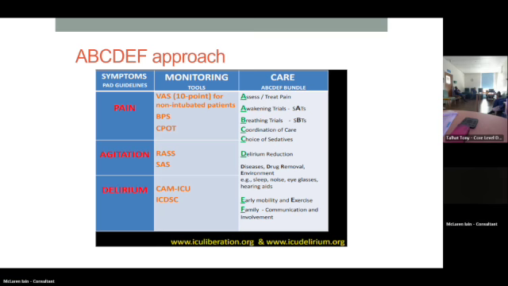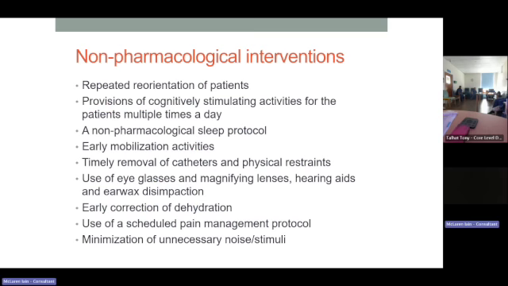So that sort of summarizes the ABCDEF approach, and the reference I'll give at the end has a lot more detail that you can go and have a look at. What about non-pharmacological interventions? Well, these are probably more effective and important than any drugs that we give patients. So repeated reorientation of patients to where they are and when it is and why they're there.